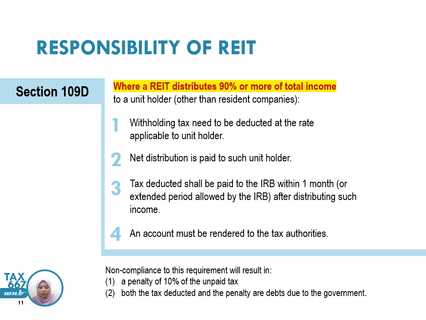Lagi, tax deducted shall be paid to IRB within 1 month after distributing such income. So, 10% yang you ambil tadi tu, yang you withhold tadi tu, kena pergi bayar dekat lembaga hasil. Janganlah simpan untuk diri sendiri. Sebab sekarang ni tanggungjawab REITs adalah tolong collect tax bagi pihak unit holders, dan nama pun tolong. It is not yours. Kan 10% tu kena dihantar ataupun disubmit lah kepada IRB dalam tempoh masa sebulan selepas dah distribute income kepada unit holders.